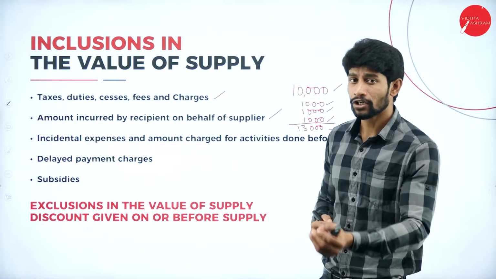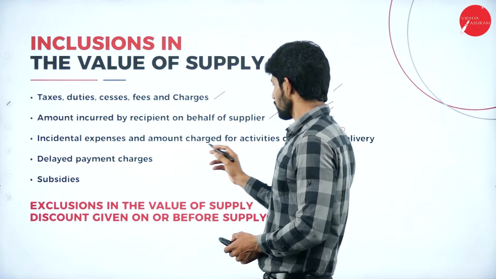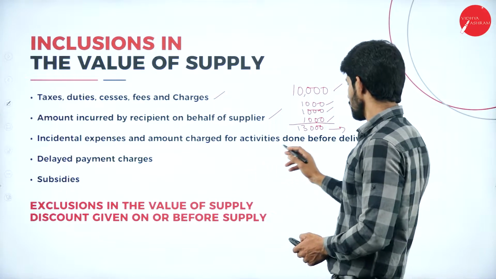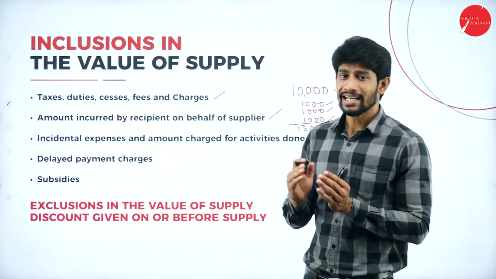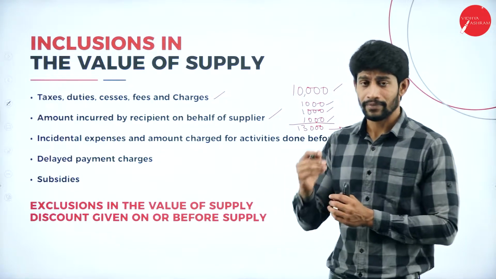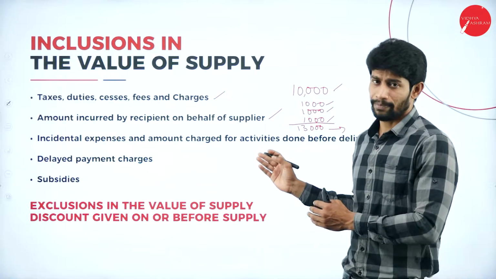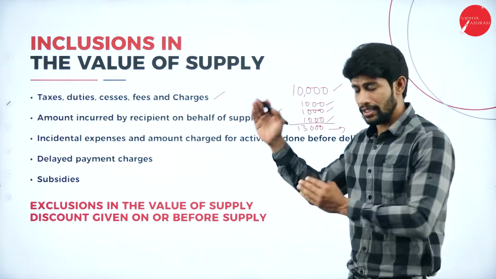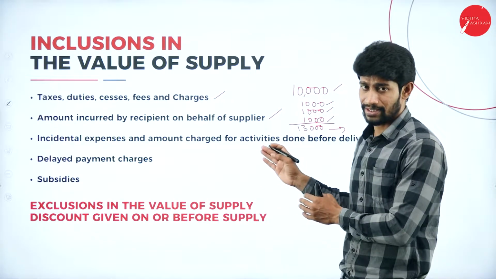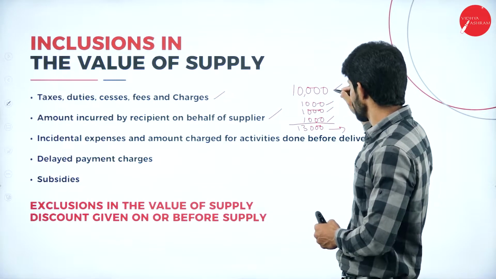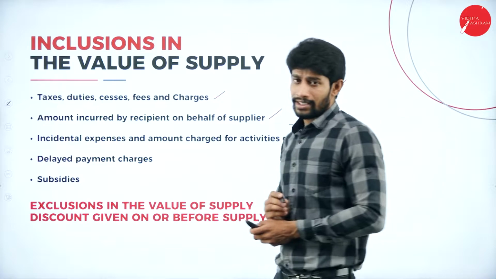So if the recipient is paying any expenditure relating to the supply on behalf of the supplier, then that amount also should be included. Next, incidental expenses and amount charged for activities done before delivery. Yes, if any incidental expenditures occur, those incidental expenditures should also be considered as part of the supply. For example, packing charges, transportation charges, that is freight charges, and any other charges relating to the supply of this main product.